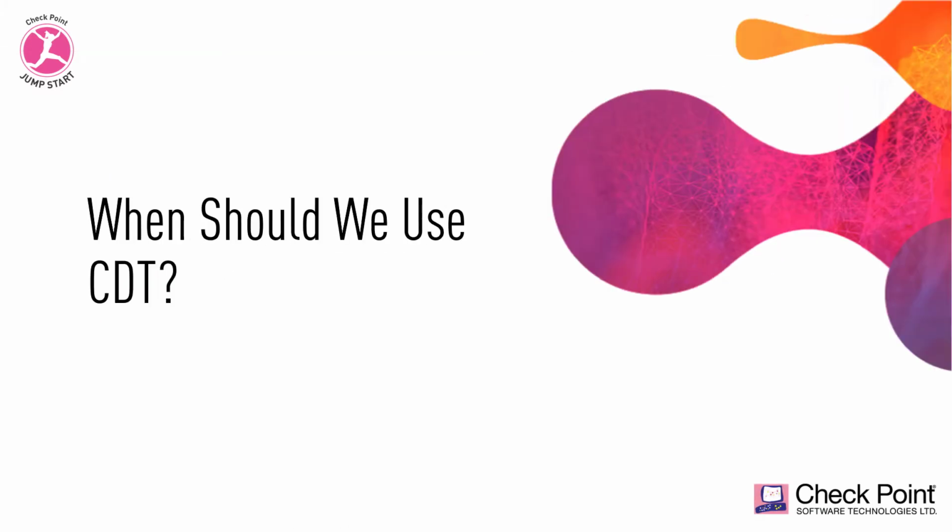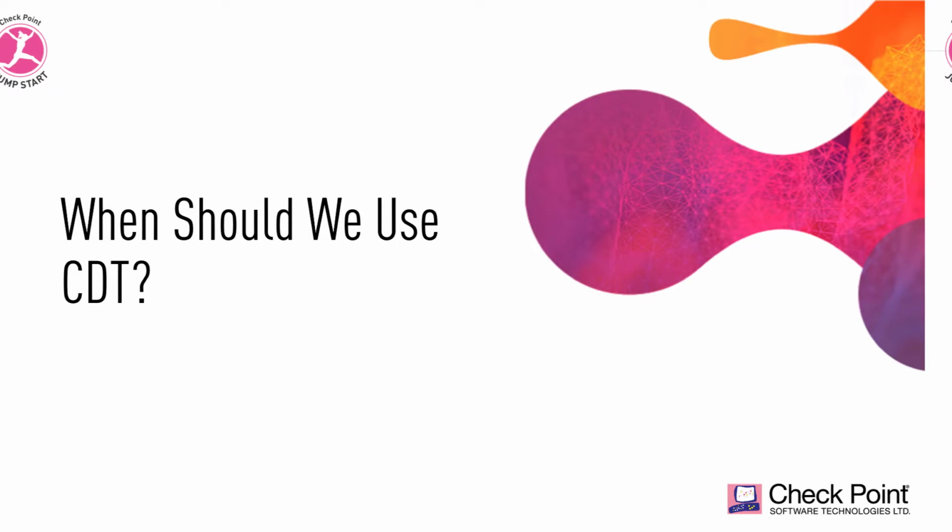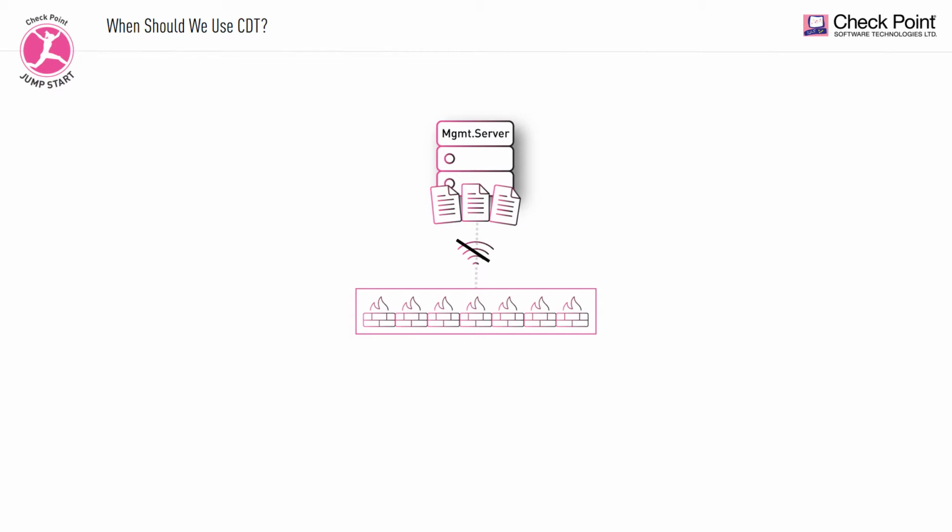So when should we use CDT? CDT, the Central Deployment Tool, is a powerful command line utility which runs on management servers and multi-domain management servers running Gaia OS. Using a set of configuration files, it lets you manage an offline deployment of software packages from your management server or multi-domain server to multiple managed gateways and cluster members at the same time.